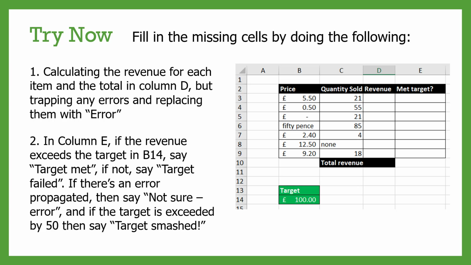And then also use an if statement to compare this revenue to the target, and there'll be 4 possible outcomes here, ranging from it being met to being smashed to there being an error. So make sure you use multiple nested if statements to meet those conditions in part 2. And if you want to see a solution in that downloaded file, there'll be a second sheet which has the solution on it.